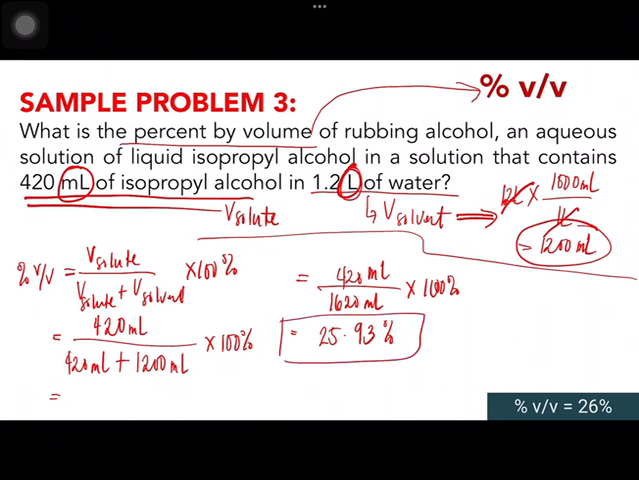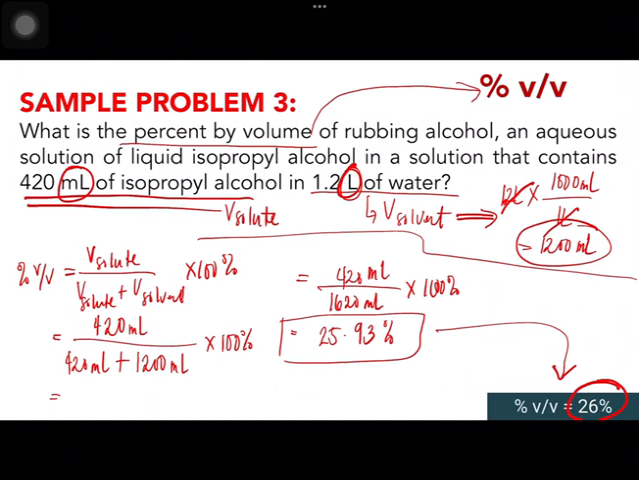So, a 25.93% alcohol by volume, by percent by volume, is what you prepare if you have 420 ml of isopropyl alcohol and you add 1,200 ml of water. So what you see here as the answer is the whole number value. Okay? So that's how we solve percent by mass and percent by volume.